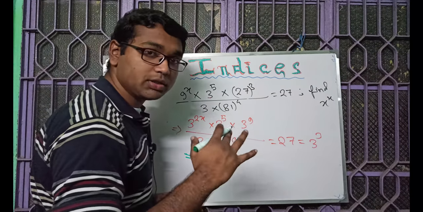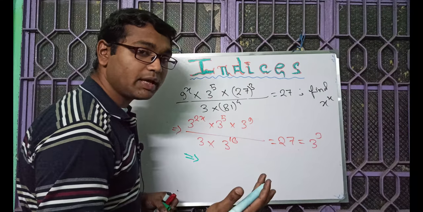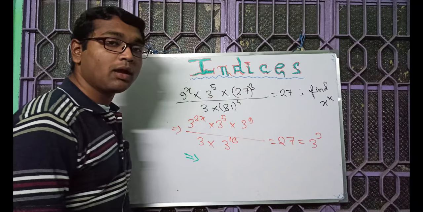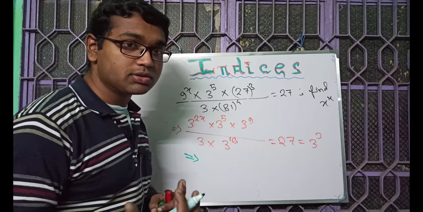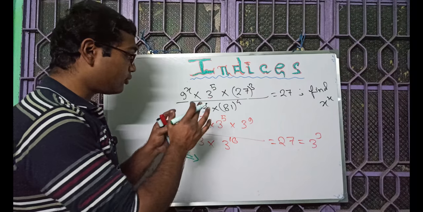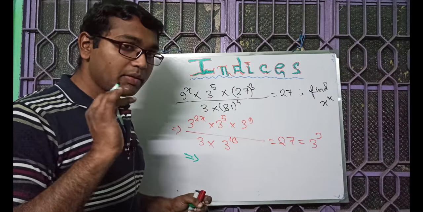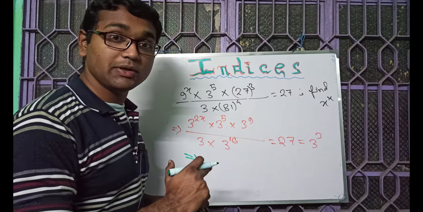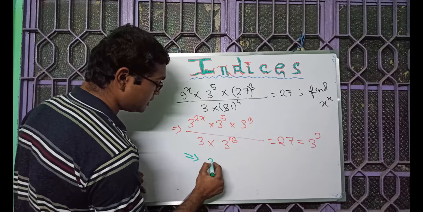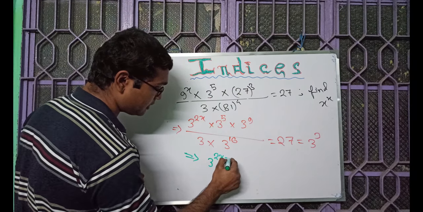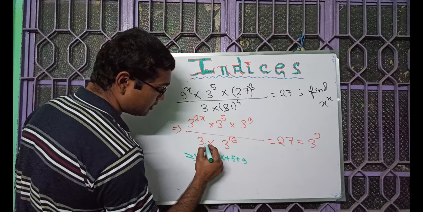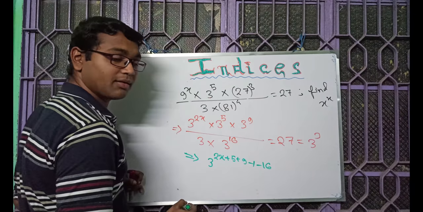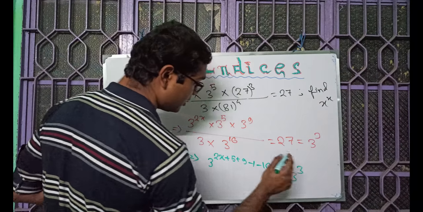Now, as we know all the laws of indices, and if you have any trouble with that, you can discuss with your teacher. Now, as we know all the rules of indices, I'm going to do it in one shot. If you have any problem, you should consult your book, and also you can see the previous video again, okay? So let me do it. This is 3 to the power 2x plus 5 plus 9, then minus 1 minus 16. Okay, this one is equal to 3 cube.